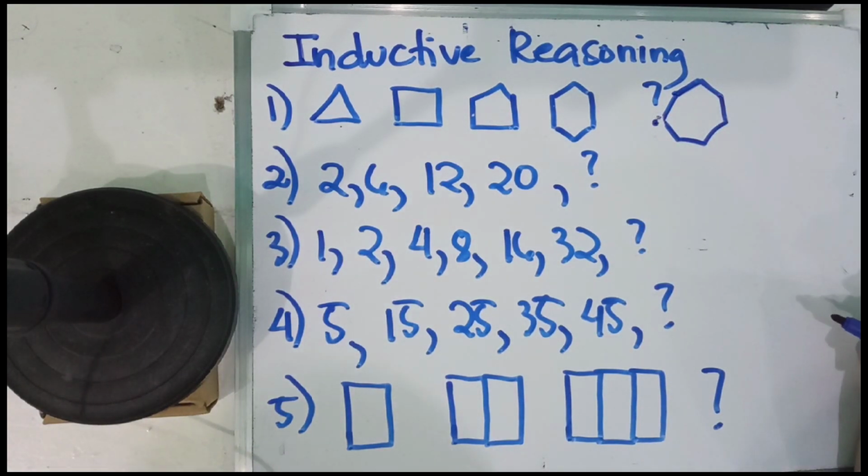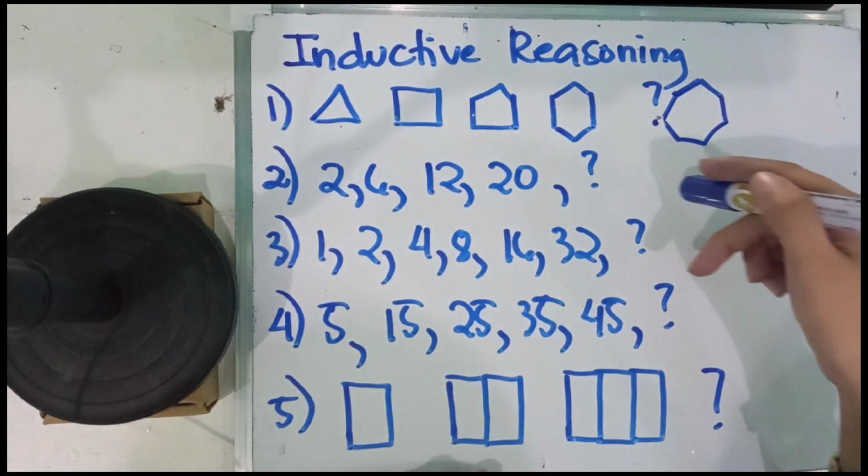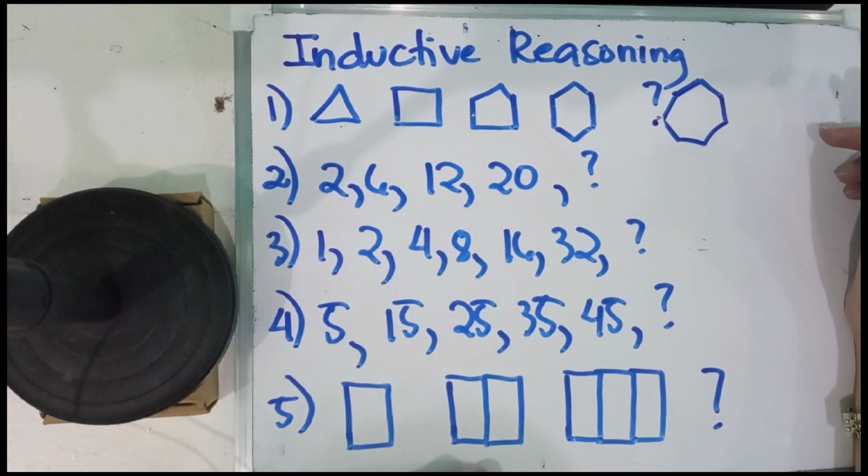Okay? Next, for number 2, we have the set of numbers 2, 6, 12, 20. So again, you can pause the video. You can try to observe the set of numbers so that you'll be able to determine a certain pattern, so that we can make a general statement in order to determine what the next number in the pattern will be.